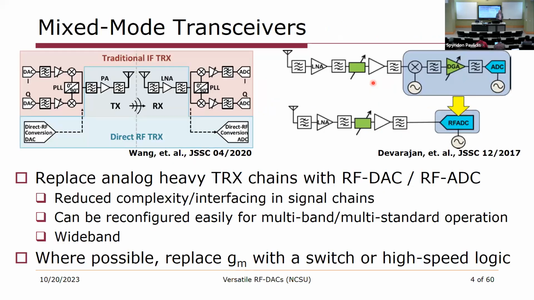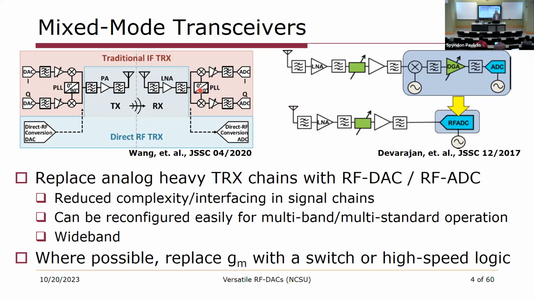I generally work in the field of mixed mode transceivers, and what do we think is a mixed mode transceiver? Well, we're going to take the blocks that make up a traditional Cartesian transmitter that's shown here, and a Cartesian receiver that's shown here under my cursor, and we're going to replace those with direct digital to RF and direct RF to digital components. So we're essentially replacing analog heavy transceiver chains with data conversion.